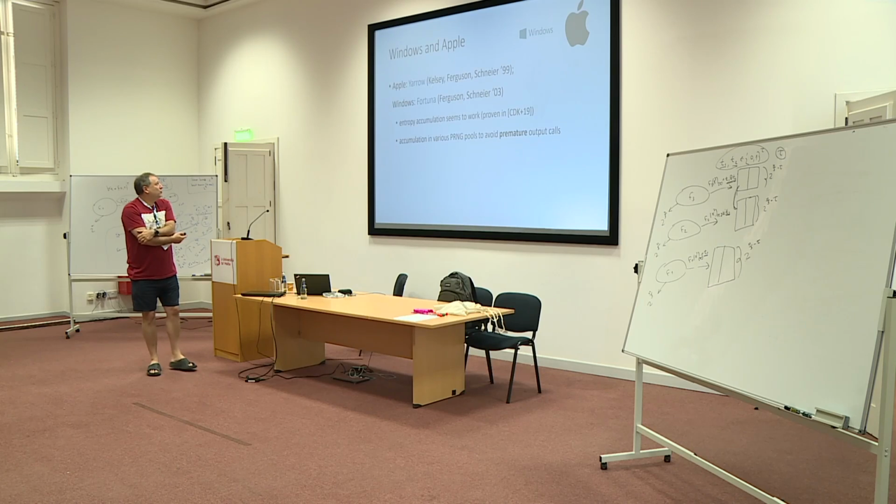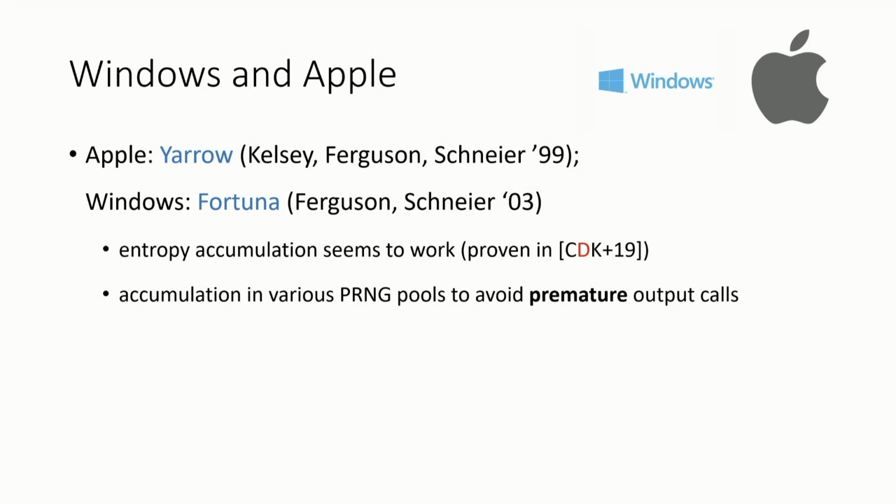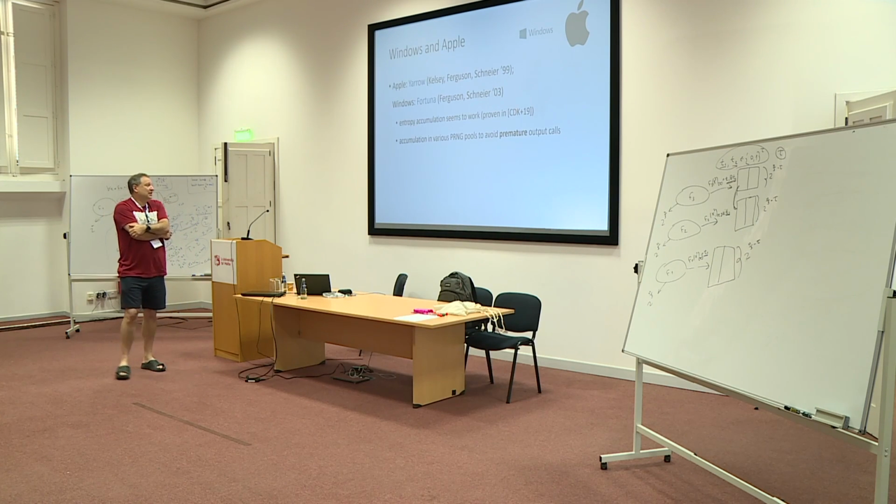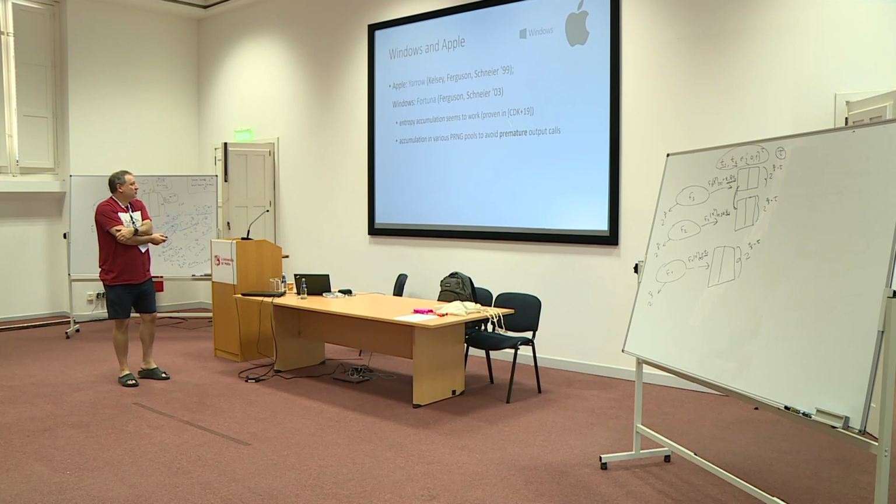Very briefly, going to Windows and Apple. They're actually more mature already. Apple, even though they're also in the process of changing it, is using something called Yarrow. Windows is using something called Fortuna, and those are pretty good designs. When I looked at them, I specifically worked with Apple to help them find any weaknesses and so on. Unlike Linux, I couldn't find too many theoretical weaknesses. And in fact, they seem to be working well.